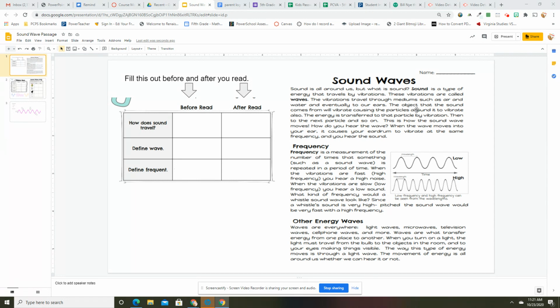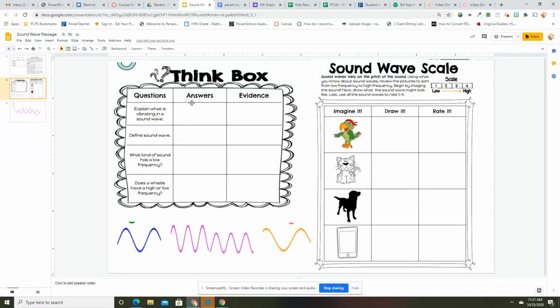All right, so before you read or listen to me read, I want you to click right here, tell me how the sound travels, define a wave, and define frequency. Okay, so before you read or listen to me read, you're going to fill those out. After you read or listen to me, you're going to fill this out right here. Okay, then you're going to answer the questions, explain what is vibrating in a sound wave, answer evidence.